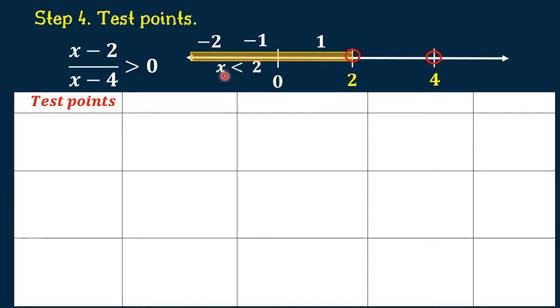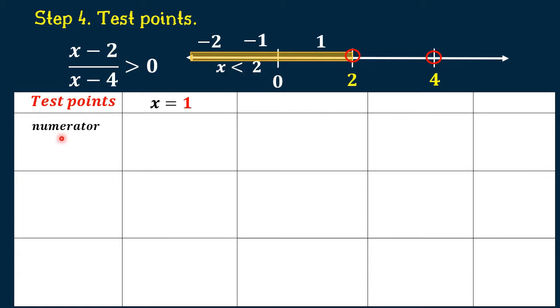Now, we have to test points. We have to get any point or identify any point sa shaded region natin na itetest natin if it is included in our solution or not. So, first, we have to try the value of x which is positive 1. Again, nasa kaliwa siya, kabilang siya sa shaded region ng ating number line. Kabilang siya sa values na x is less than 2.